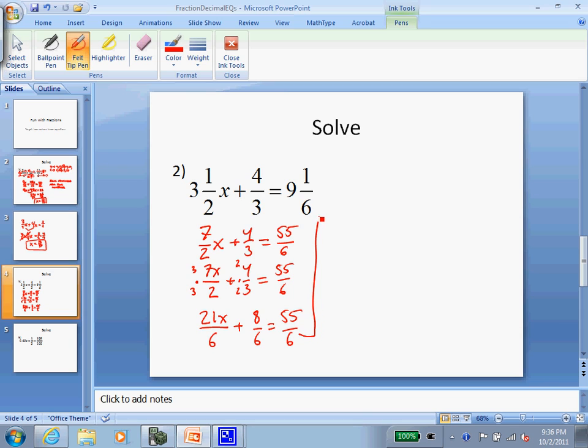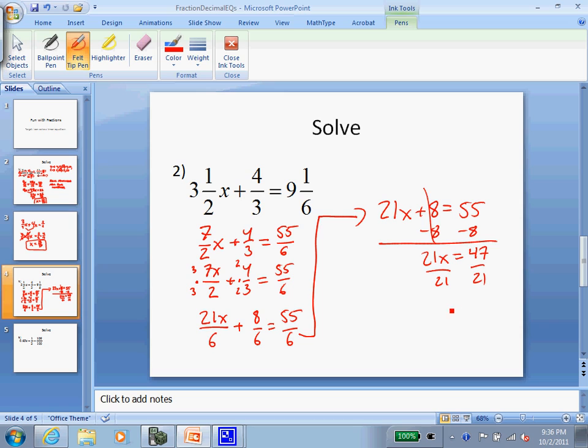Just like before, now that all the denominators are equal, I just have to write an equation with my numerators. And then I just finish solving. 55 minus 8, and I get 47 divided by 21. X equals 47/21. And we're done. And once you've changed the mixed numbers into fractions, you can also use your calculator the way we showed in the previous example.